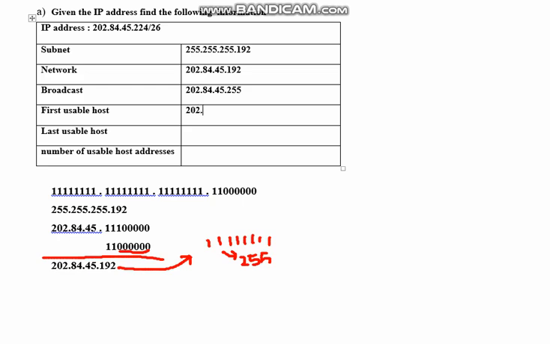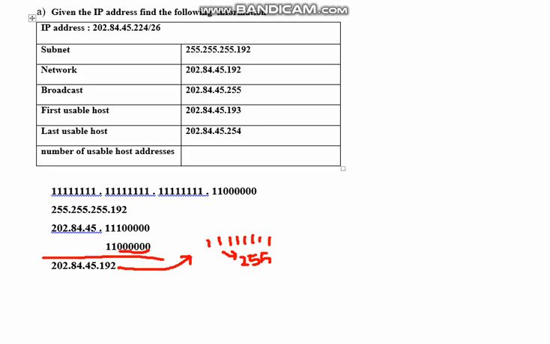Right, the first usable host is just going to be the host immediately after the network address, so that's going to be 202.84.45.193, and the last usable host is going to be the address right before my broadcast address, so that's going to be 202.84.45.254, right?